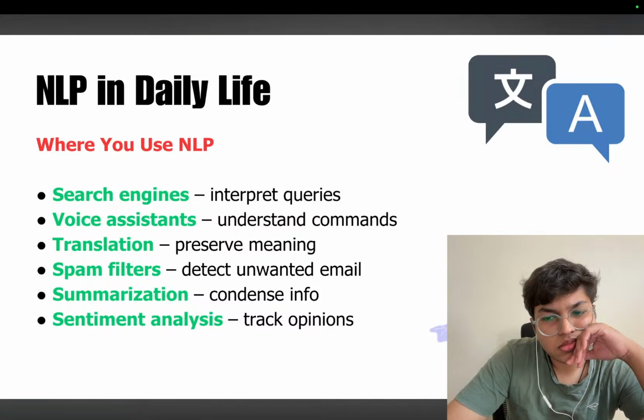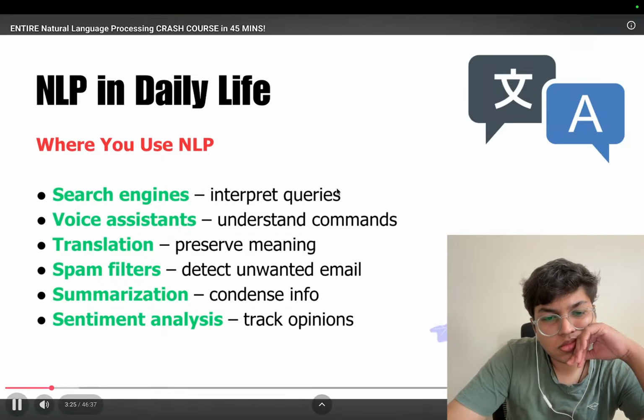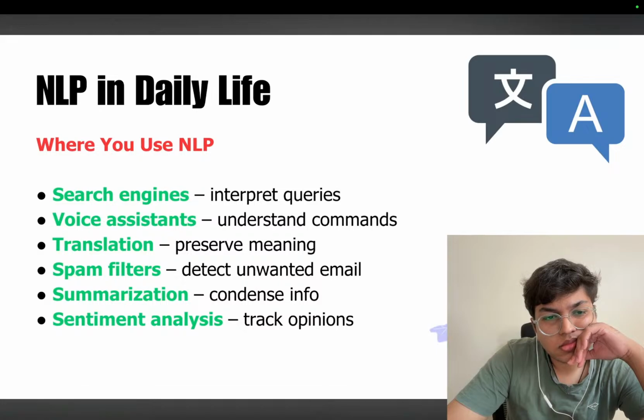Wondering where NLP is used? You might not even realize it, but NLP powers a lot of technology we all use daily. Search engines such as Google employ NLP to interpret your query and return the most precise results. Voice assistants such as Alexa, Siri, or Google Assistant translate your spoken commands and carry them out. Language translation software uses NLP to translate text from one language to another without losing meaning. Spam filters for email use content and tone to detect unwanted email.